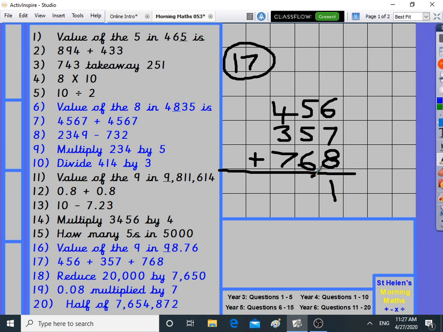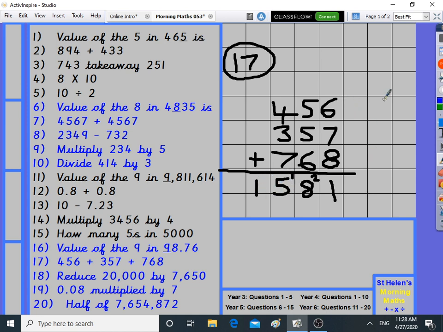Just be careful with your adding. Use a ruler if you need to. Whatever year group you're in, count along a ruler if you need to, if it's more accurate. 5 plus 5 is 10, plus 6 is 16, plus 2 is 18. 8 carried a 1. 4 plus 3 is 7, and another 7 is 14. Don't forget the little 1, goes to 15.